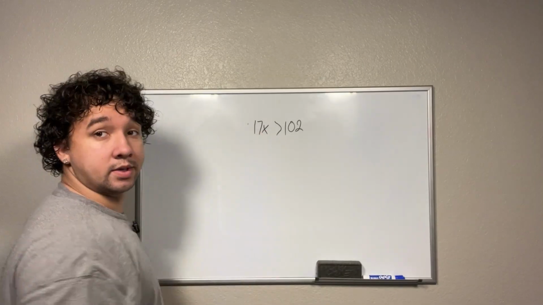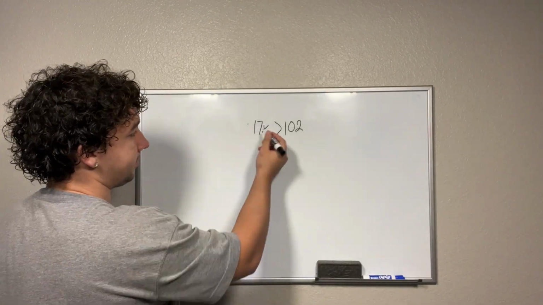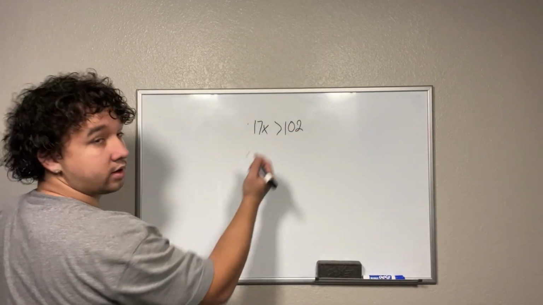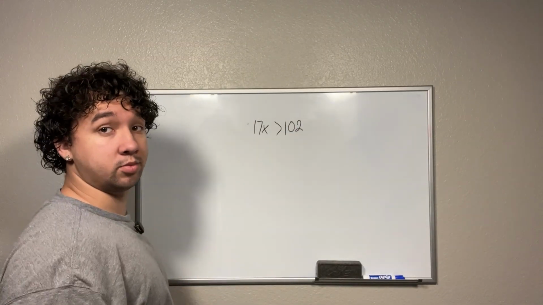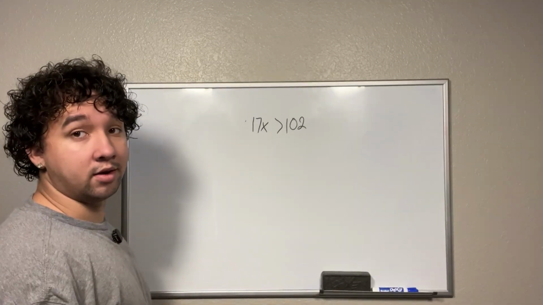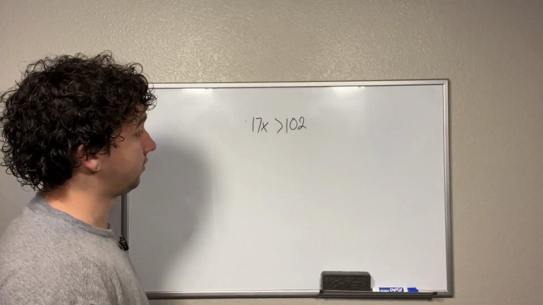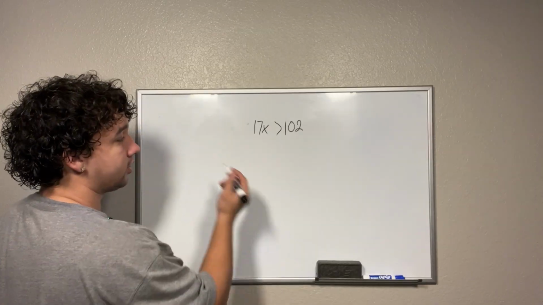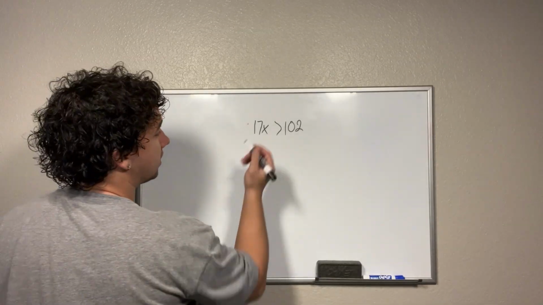The 17 represents the months, right? 17 months times the number of books has to be greater than 102 ebooks. The reason why it's greater than is because he needs to read more than 102 books, right? So we have to find something that allows him to read more. Again, good luck, Eli. I don't even know how he's going to do that. But we're going to solve it for him. And the way that we're going to do that is the same thing that we've been doing, right? Inverse operations.